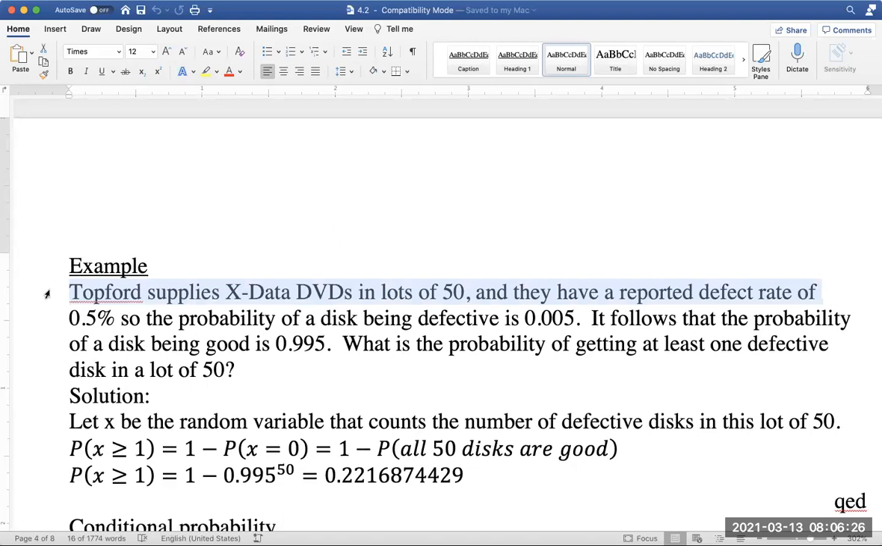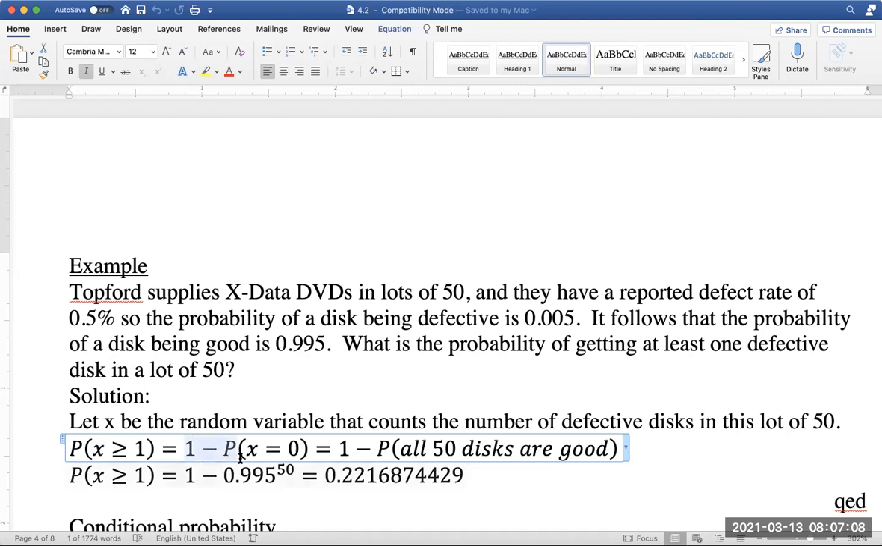Topford supplies X data DVDs in lots of 50. And they have reported a defect rate of 0.5%. So the probability of a disk being defective is 0.005. It follows that the probability of a disk being good is 0.995. What's the probability of getting at least one defective disk in a lot of 50? Let's figure out the probability of getting at least one. Well, let's look at the complementary event.